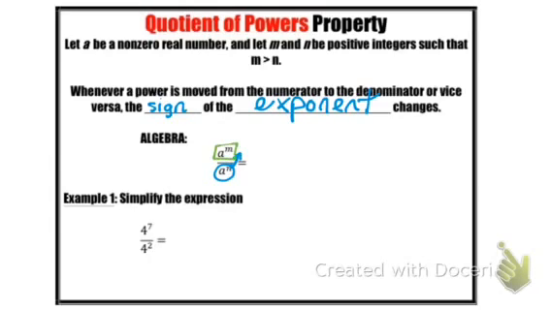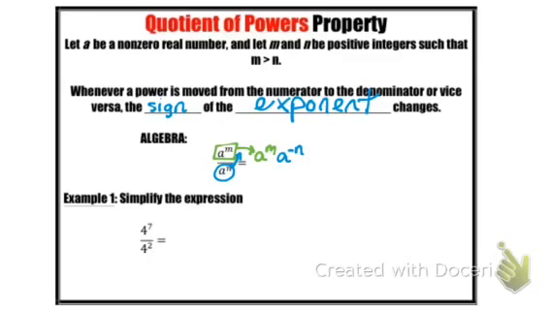If I were to take the a to the n and move it to the numerator, a to the m still stays there in the numerator because I haven't touched it. But if I move that entire power to the top, the exponent changes signs. So now we're dealing with a to the m times a to the negative n. Got that?